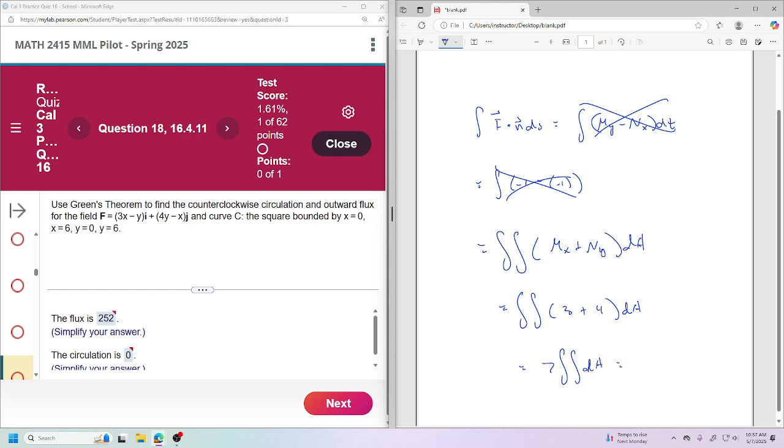And so then my area is a square from 0 to 6, 0 to 6. So that's 6 squared, essentially. 6 times 6. So 7 times 36. I sure hope it's 252. It's not 0.